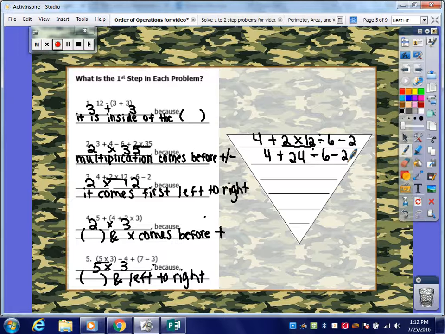Okay, what does your soldier tell you to do next? Division, good. And what is 24 divided by 6? 4, okay, and where do I write it? Can I write it right here? Can I write it over here? Good, I do need to write it directly below. And then everything else gets brought down.